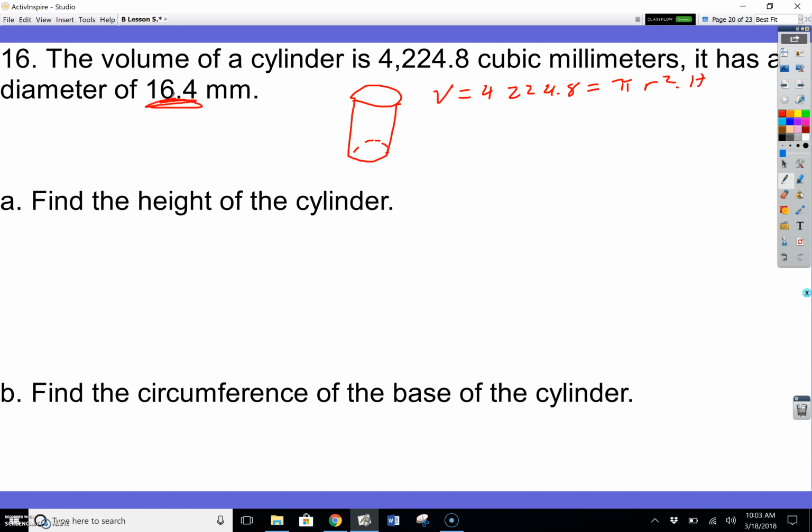Now I know my diameter is 16.4. So if I divided that by 2, that would be 8.2, because remember the radius is half the diameter. So now I'm going to have an equation of 4224.8 is equal to pi, what we're going to be using is 3.14, times 8.2 to the second power times the height. So what I'm going to do now is just solve for the height.